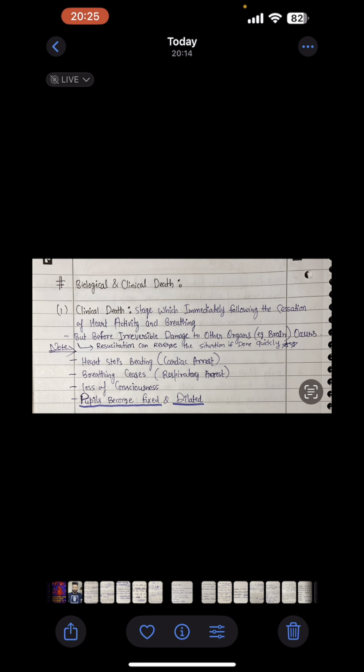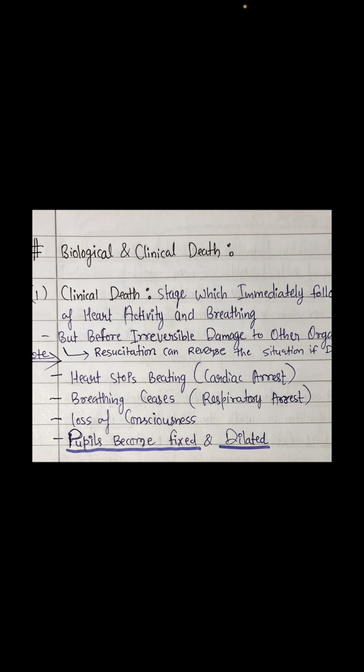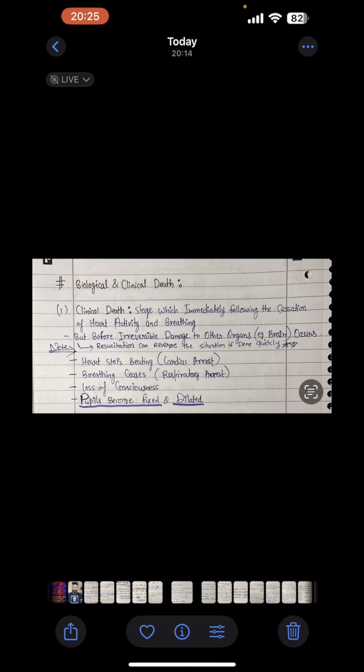So clinical death is a reversible process, and if the emergency procedures are done, the patient may get back to consciousness. Signs are cardiac arrest, respiratory arrest, loss of consciousness, and pupils become fixed and dilated. This is something we are going to use in our croc questions: if the pupils become fixed and dilated, this is the case of clinical death.